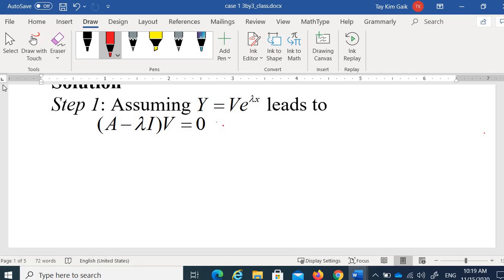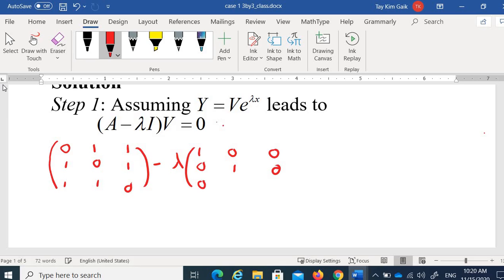Here, the matrix A is 0, 1, 1 in vertical form, then 1, 0, 1, then 1, 1, 0. Minus lambda, the eigenvalue that we want to find, times the identity matrix. If A is 3 by 3, then the identity matrix is also 3 by 3. This is A minus lambda I.